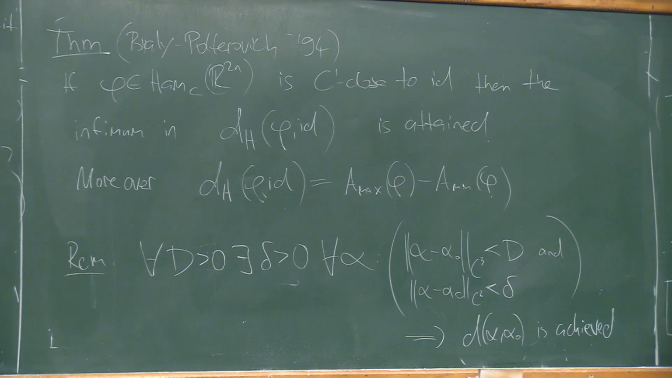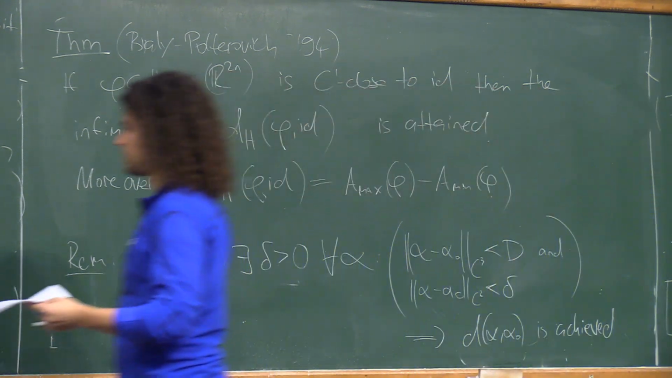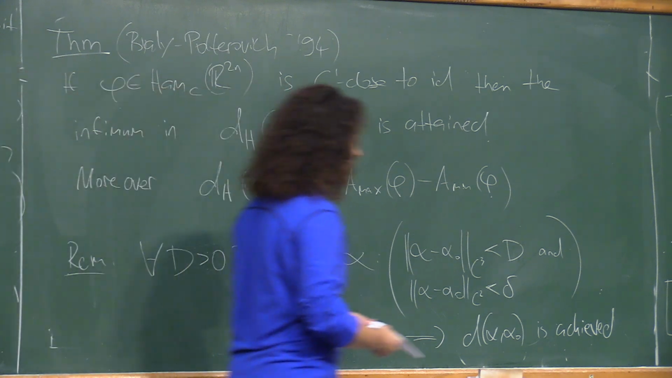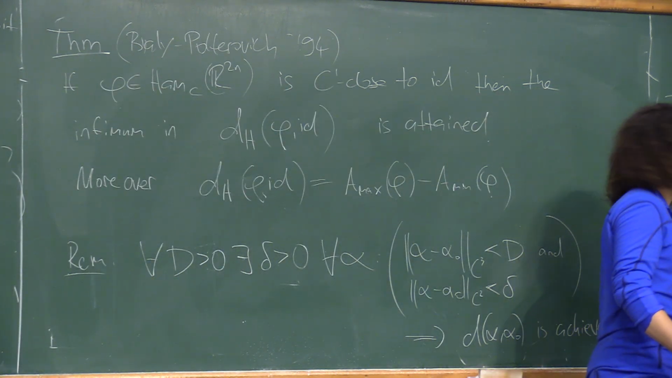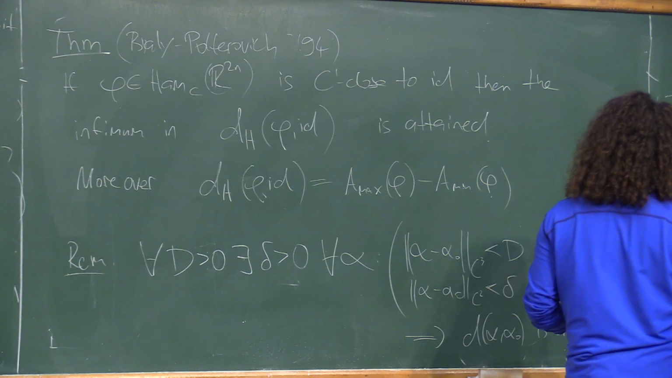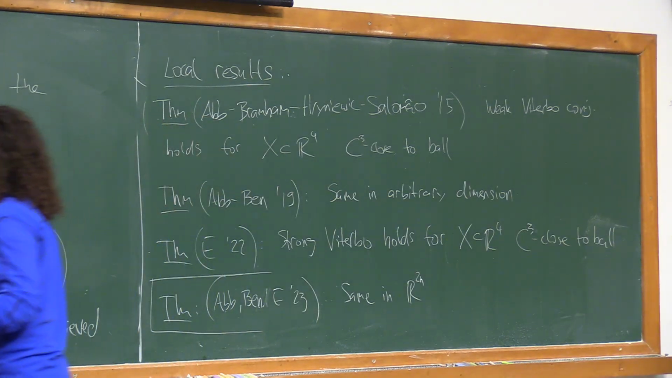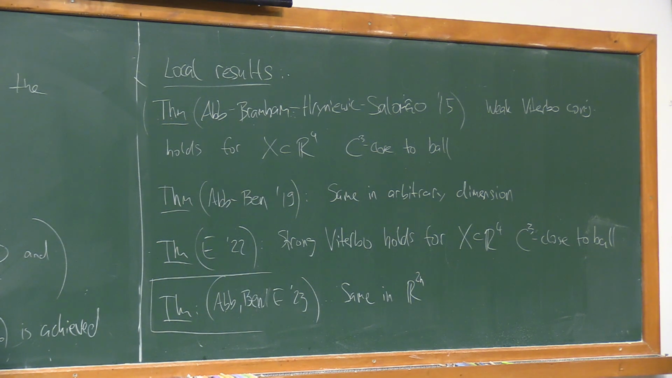Okay, so I have 10 more minutes. So the first thing I want to do is explain how to get from this theorem here to actually this main theorem. So I already argued that we can get the local weak Viterbo conjecture. Now we want a strong one.